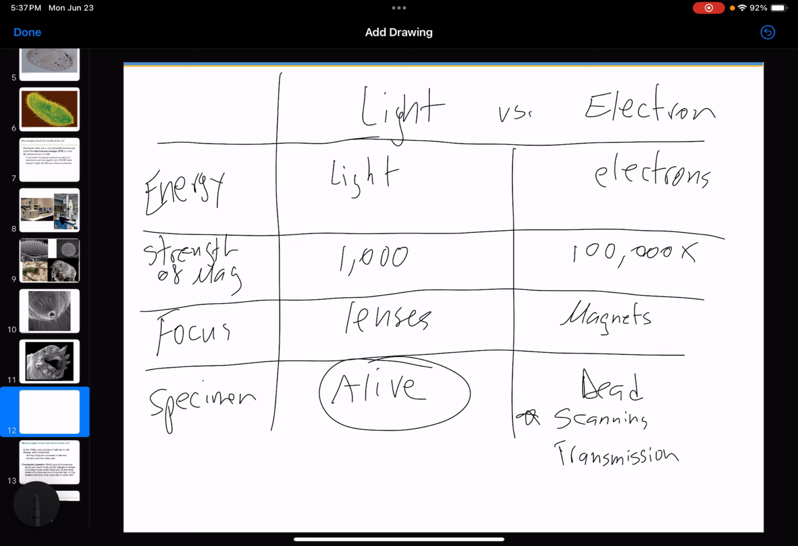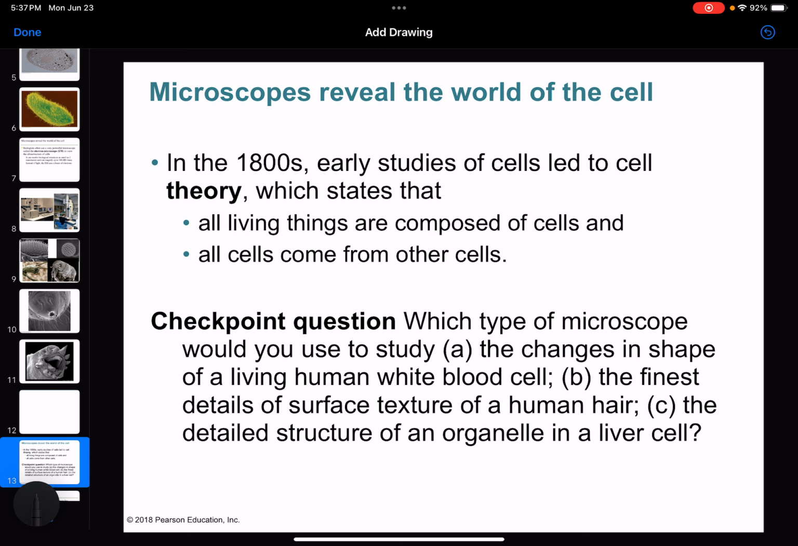What we're going to be seeing a whole lot of is transmission. Transmission is when you're looking inside of the cell. You're not just scanning the surface, you're looking inside of it. So we're going to be seeing a lot of these type of images as we go through the lecture. All right, so we're done with the microscope. Let's go on to cell theory now.